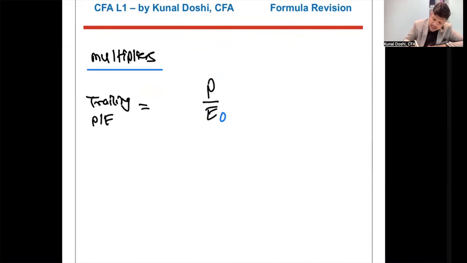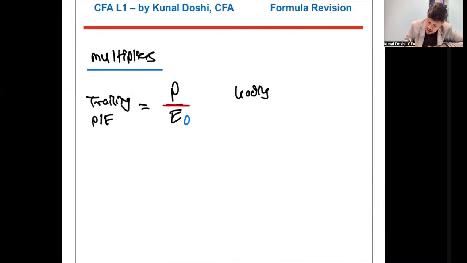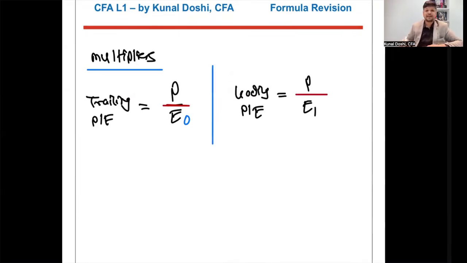Trailing PE ratio is where I take the recent earnings, correct? But if I use the forecasted earnings, then the ratio becomes what? Leading PE ratio. In leading PE ratio, the current price, I will divide it by the forecasted earnings. Are you with me? What is the difference between trailing and leading? It's about the E. Are you using forecasted earnings or basing it on the past?